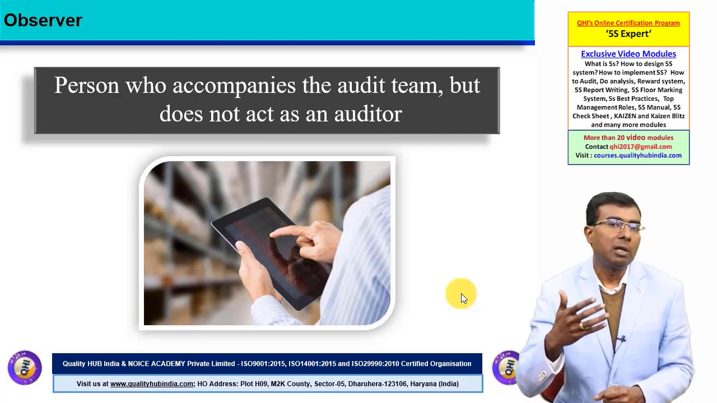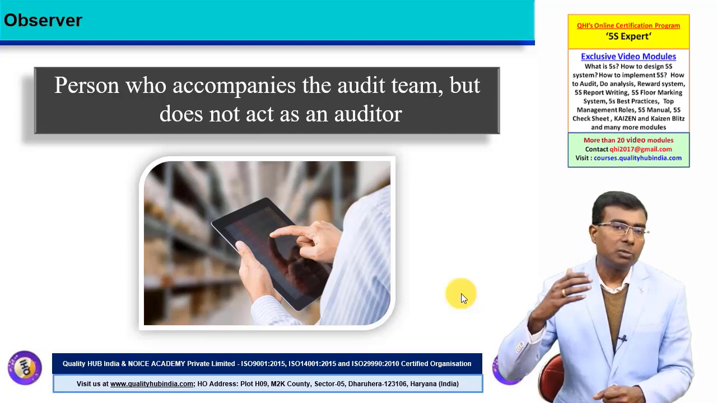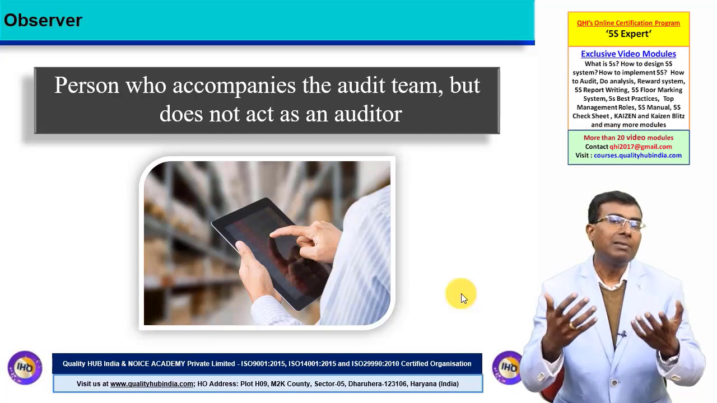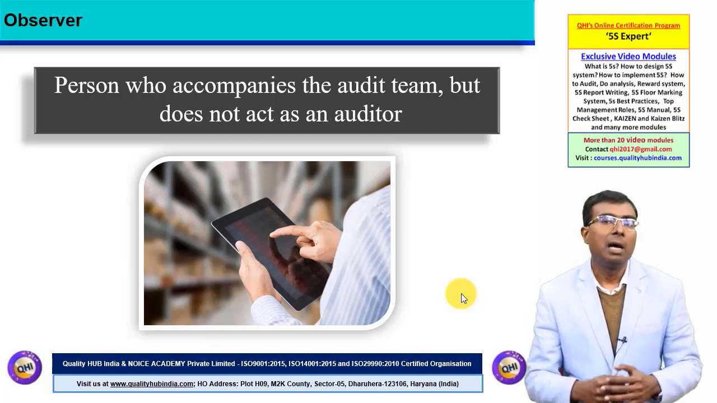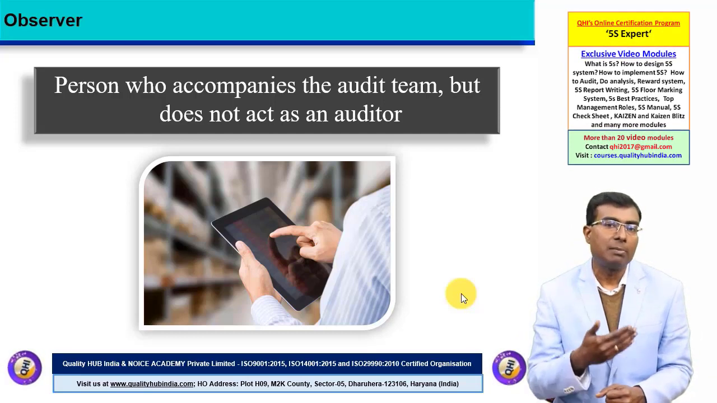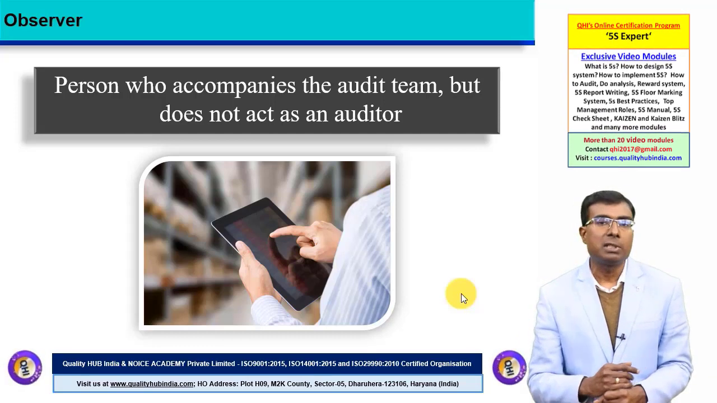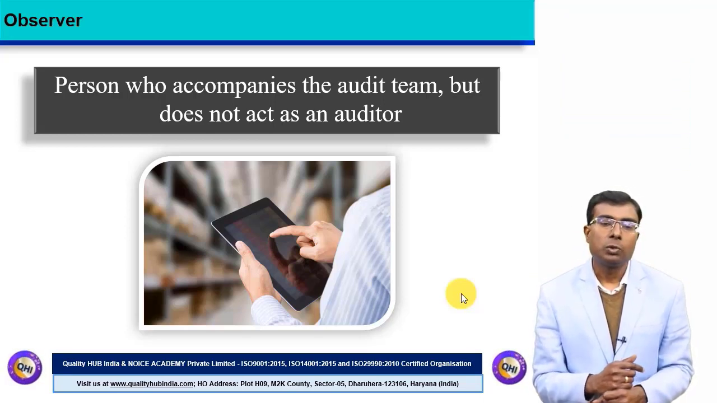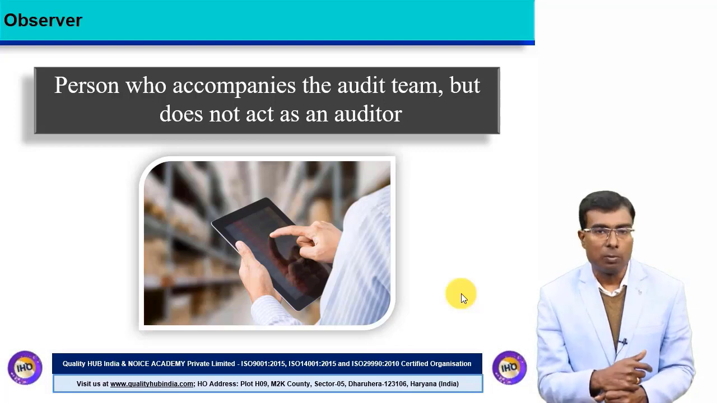So in that way there could be an observer, or there could be some third party organization who have just come to see how the auditing activities are going on, whether the audits are unbiased or impartial, whether the systems and criteria are being followed or not. So that kind of observation somebody is going to make. He can also be an observer. So this is the definition of observer.